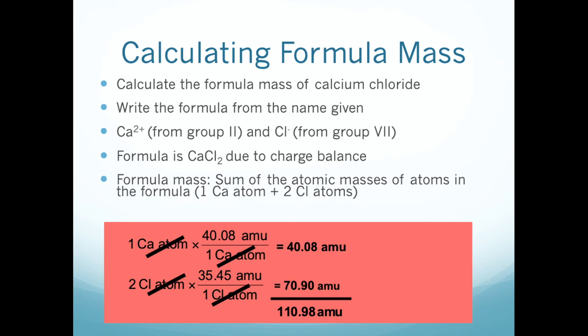Okay, so anytime you have a formula, just take the masses of the elements making up your formula and just add them together. Of course, keep in mind if you have more than one atom of an element, be sure to multiply the mass by that number. So in this example, we multiplied chlorine by 2 because there were 2 chlorines.